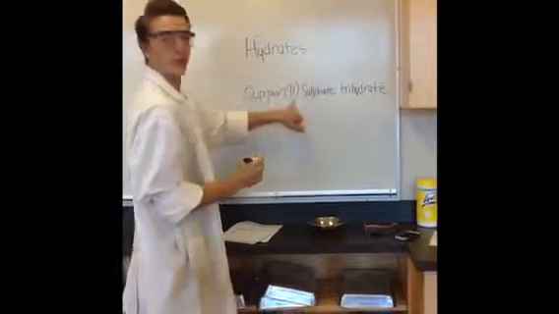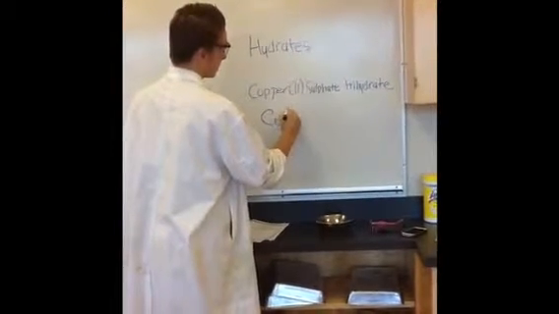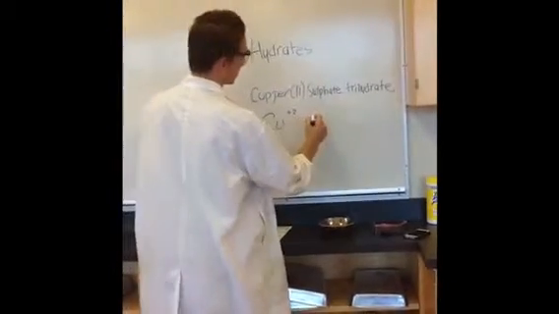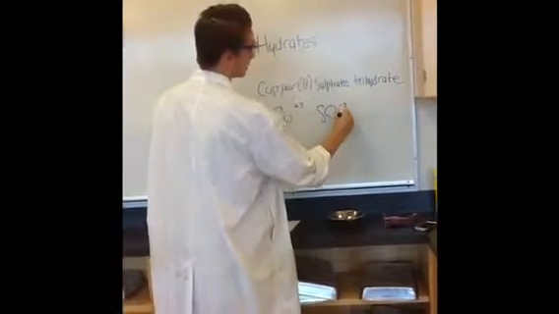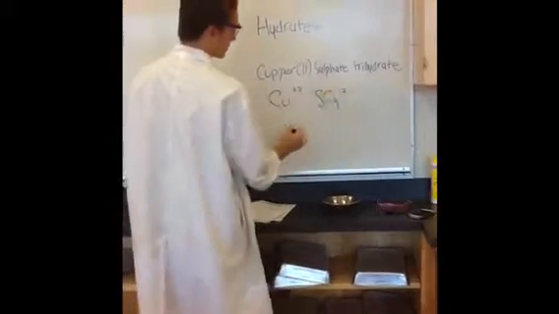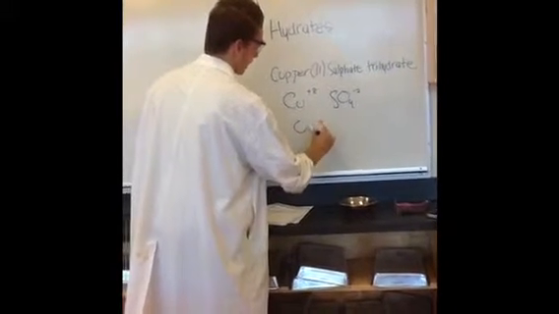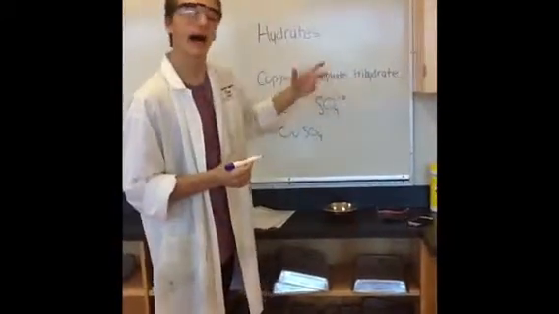Copper 2, so it's copper, the charge of plus 2, plus sulfate, which is SO4, has a charge of negative 2. And you do the simple crisscross, which equals CuSO4. And now you have to add the hydrate.